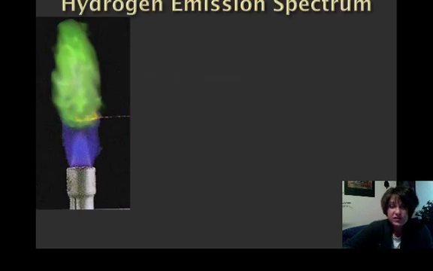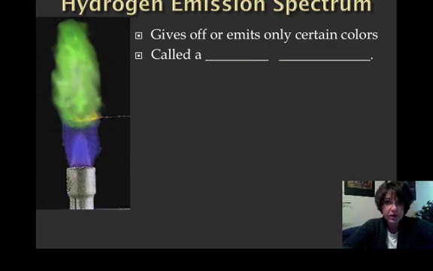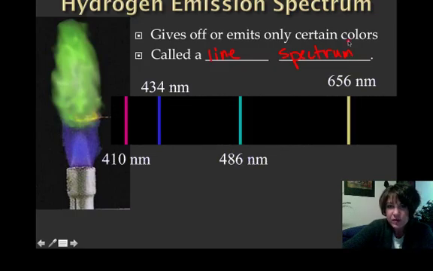The hydrogen emission spectrum, though, is different. Hydrogen only gives off certain colors, or emits certain colors of light, and this is what we would call a line spectrum. It's called a line spectrum because the wavelengths of energy show up in bands of discrete lines. The lines don't touch, they don't blend, it's one wavelength at a time.